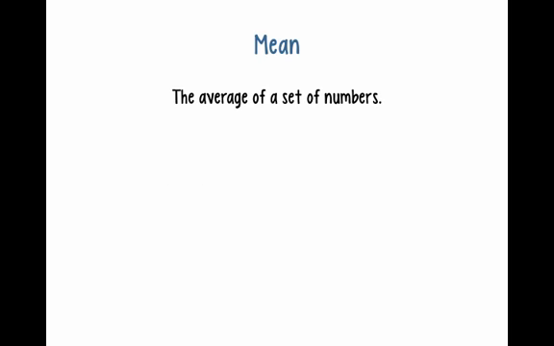Your first term is the word mean, not mean as in she was mean to me on the playground, but the mathematical mean. You need to write down that mean is the average of a set of numbers.